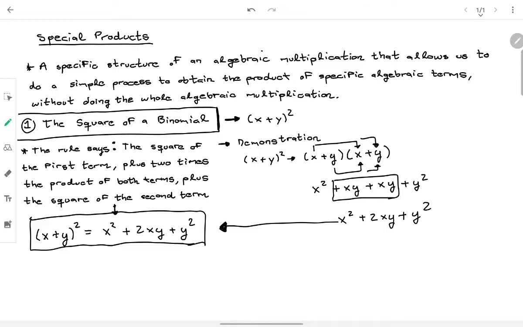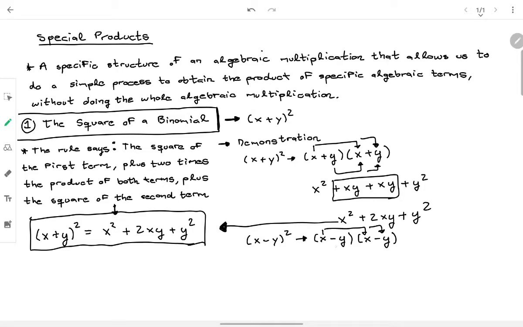So that's why if we see a binomial to the square or to the second power, we can do it by only applying the rule. The first one squared plus 2 times the first one and the second one multiplied plus the second one squared. So let's see what happens when we have x minus y squared. In this case, what we will need to do is like having x minus y multiplied by x minus y. So it will be multiplying all of the terms.